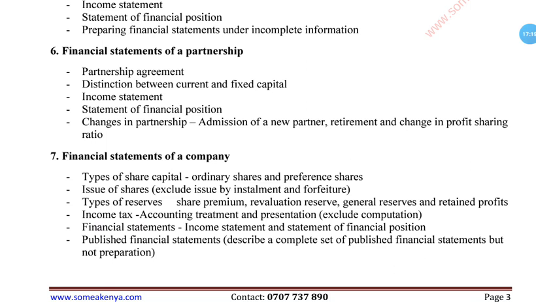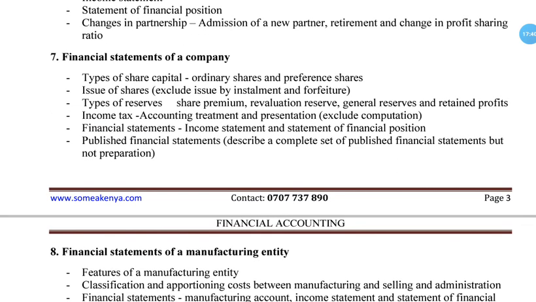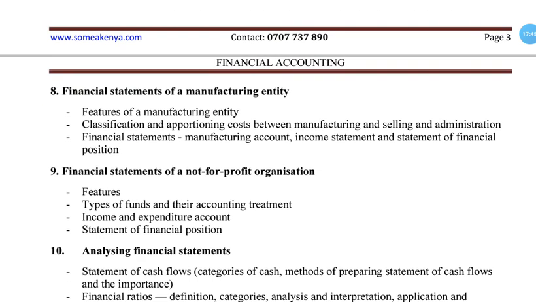So the other area will be financial statement, the income statement and the statement of financial position. And finally, we shall prepare the published financial statement. We describe a complete set of published financial statement, but not preparation. The other area will be financial statement of a manufacturing entity.